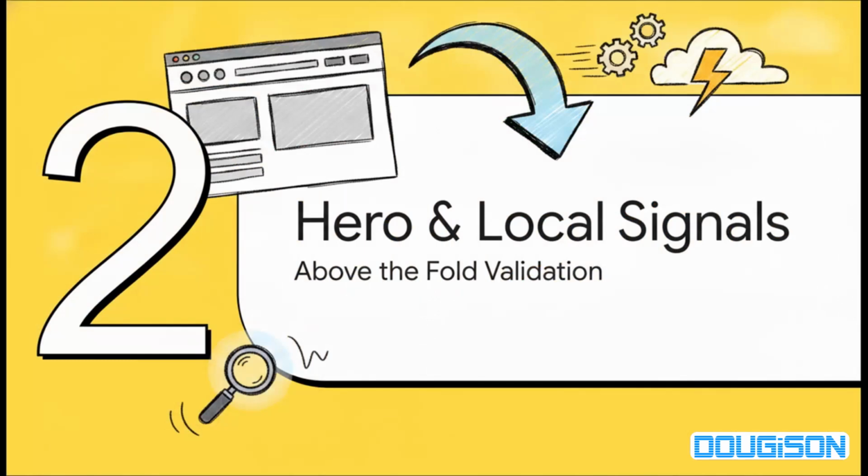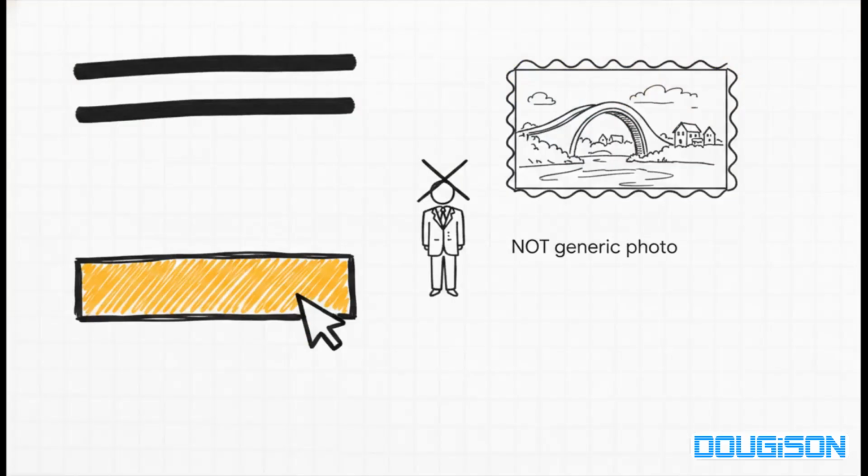Moving right along to Section 2, hero and local signals, validating the visitor above the fold. Let's start our virtual scroll down the page, beginning right at the very top. The above-the-fold experience is where immediate validation is absolutely crucial. Honestly, you have a fraction of a second to tell both human visitors and search engine crawlers that they are in exactly the right place.